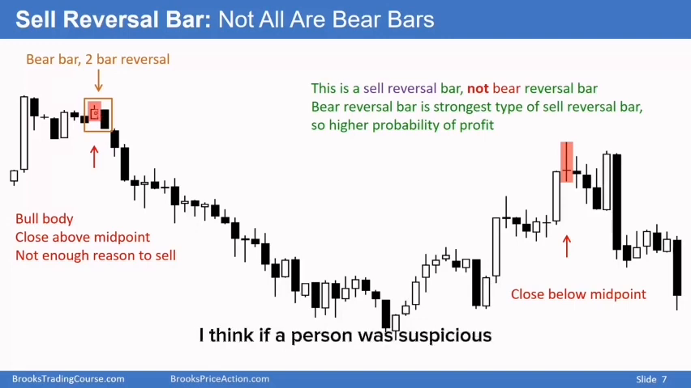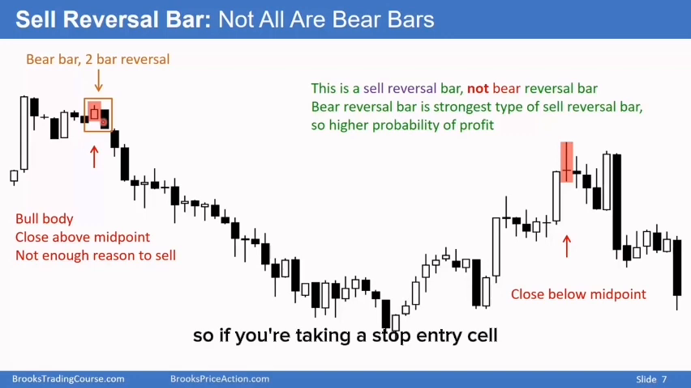I think if a person was suspicious, let's say there were things on the left that we do not see, that makes it more likely that we're going to reverse down. If a person did want to sell, I would wait and sell below a bear bar, below this bar. So now we have a 2-bar reversal, up, pull back down. On a higher time frame chart, it would be a reversal bar closing on its low.